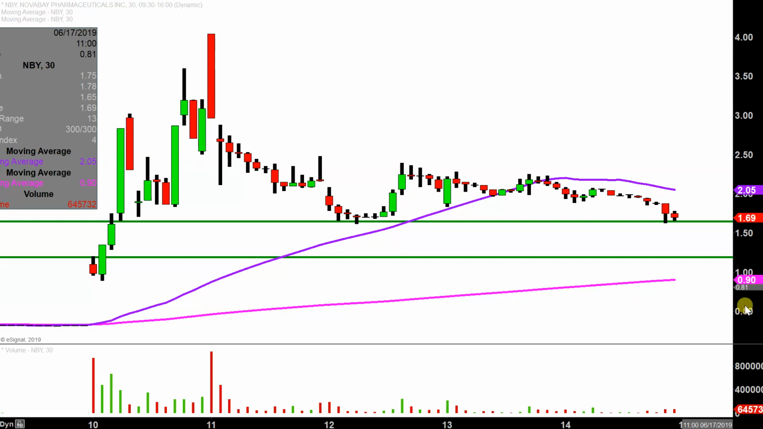But to give credit where credit's due, so far so good. The price is indeed holding above that green line, the support. But like I said, that is certainly the level that a lot of people are going to be watching and wondering about next week.